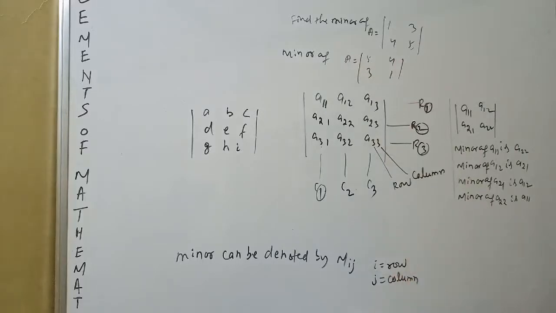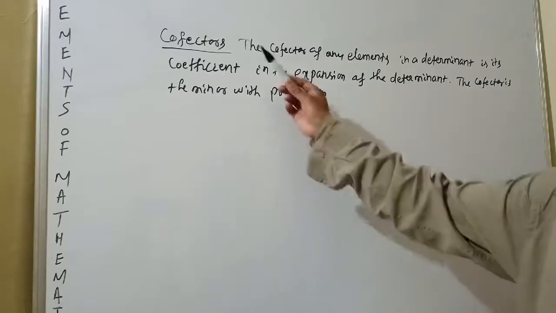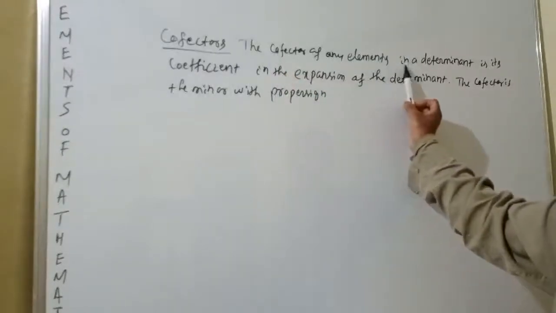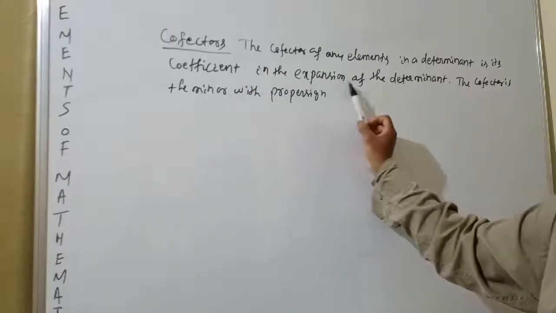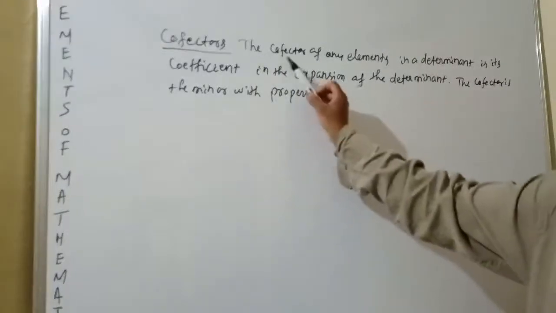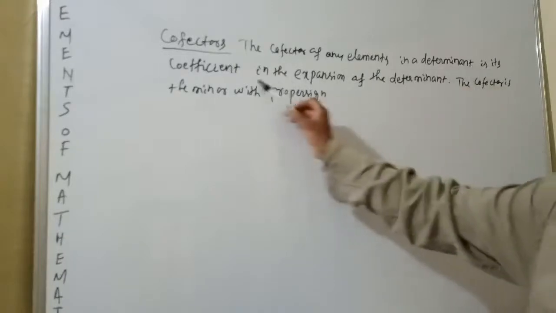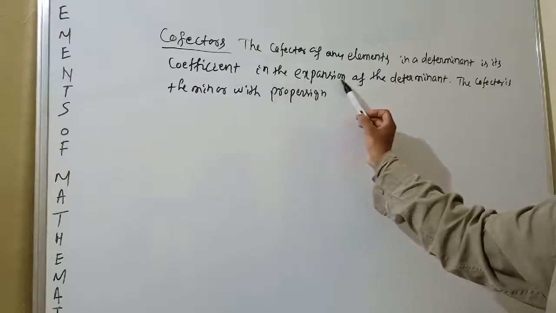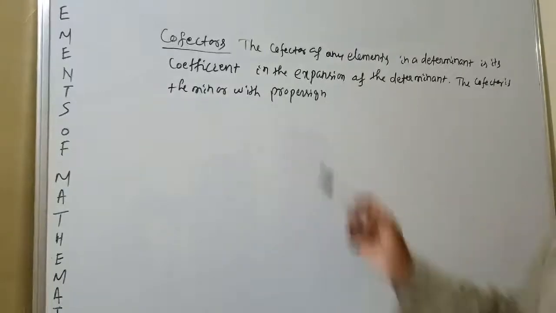Let us discuss the cofactor of A. The cofactor of any element in a determinant is its coefficient in the expansion of the determinant. The cofactor is the minor with proper sign.